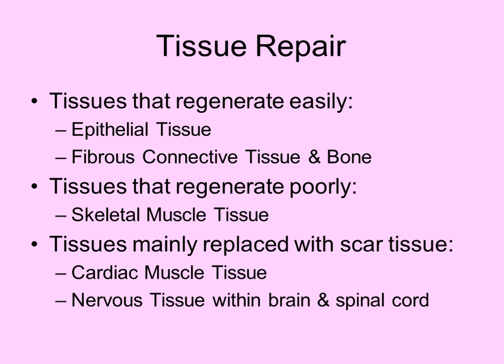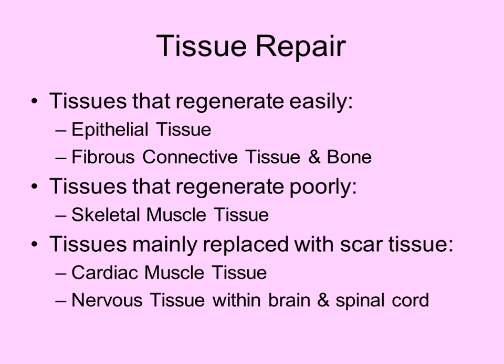Now, things that tend to regenerate easily is your epithelial tissue. Think about your skin. When you cut your arm, usually 2 or 3 weeks later, that injury has repaired itself completely, and the tissue looks like it did originally. This also happens in your bone and in your fibrous connective tissue. So those types of tissues usually just can regrow and form itself right back to where it was before.